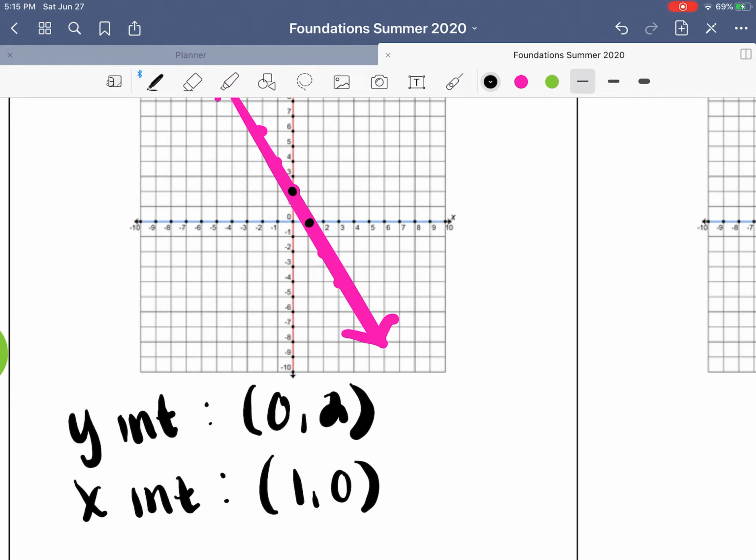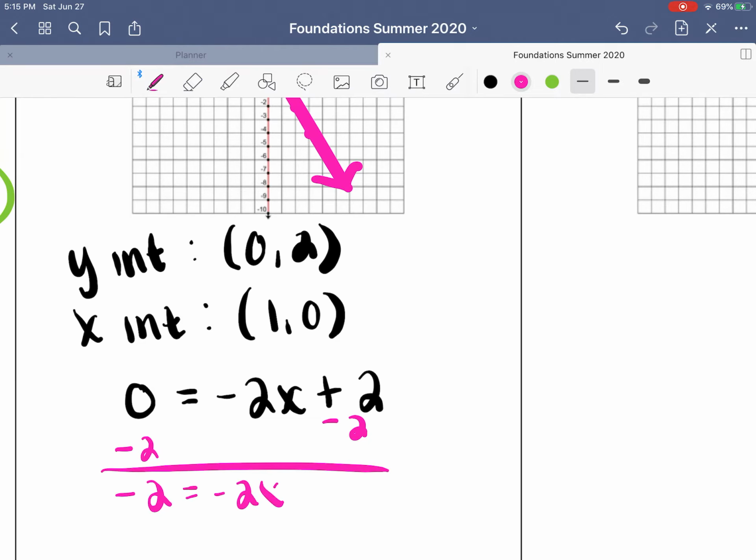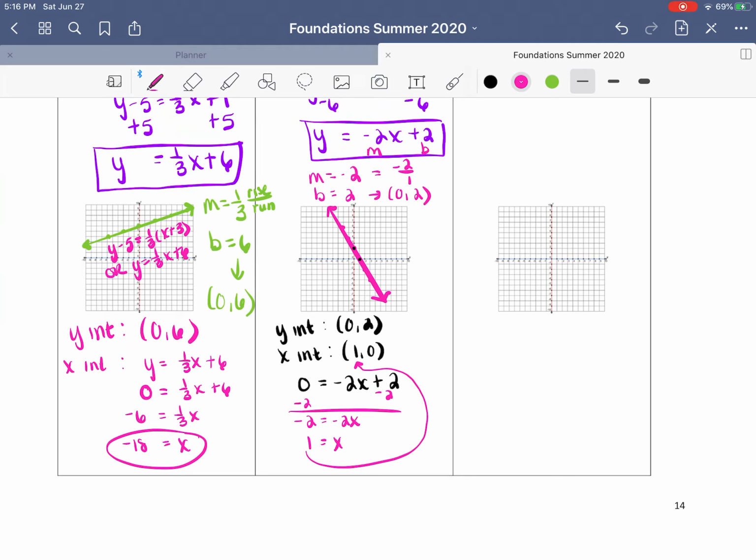And remember, if you're unsure, if your graph is a little off, you can plug in 0 for y since it's 0. And we would subtract 2, divide by negative 2, and that's where that 1 comes from. So there's two ways to find an intercept. You can locate it on the graph, or you can find it algebraically.